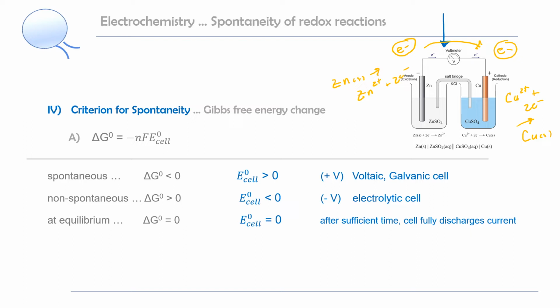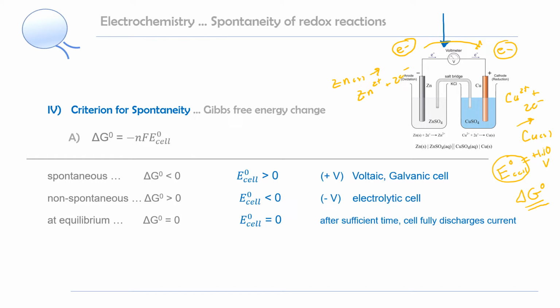From a previous slide, we were able to predict the magnitude of the cell potential under standard conditions for this reaction. We said it was a positive 1.10 volts. Now we want to look at an equation that's going to relate the magnitude of the cell potential to the thermodynamic parameter that dictates spontaneity. The thermodynamic parameter that tells us if a process is spontaneous or not is the Gibbs free energy change.